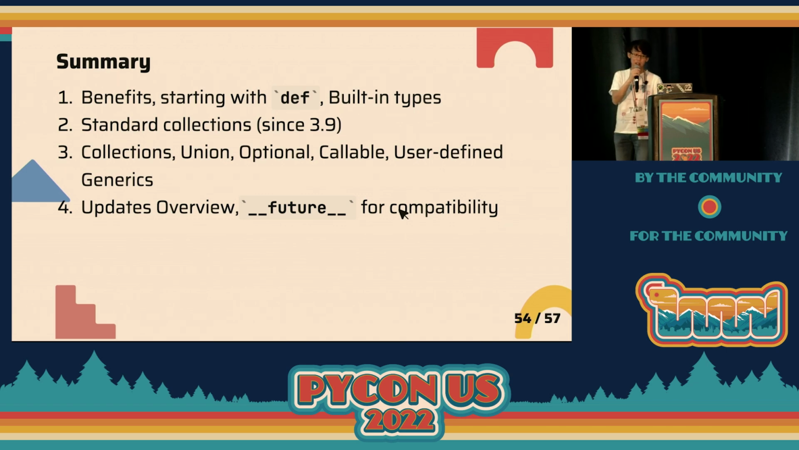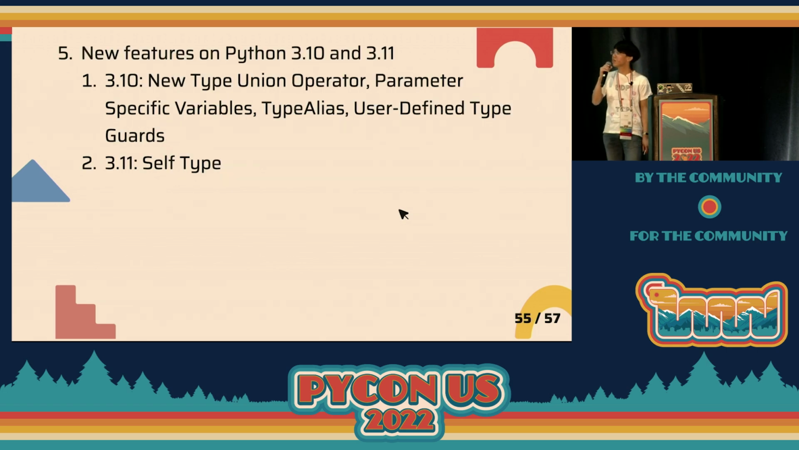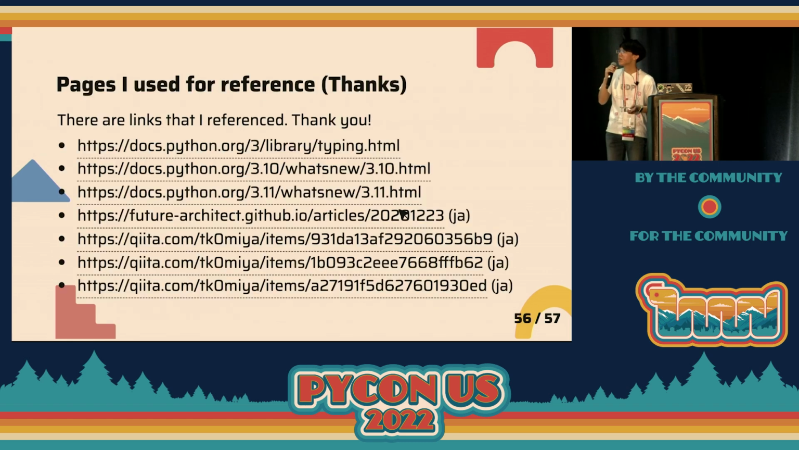Okay, this is my summary of what I talked about. First, benefits, starting with definitions, built-in types, and using standard collections since 3.9. And collections, unions, optionals, callable, user-defined generics, and then the updated overview and standard features for compatibility. And last, new features in 3.10 and 3.11. Yes, 3.10 has the new type union operator, parameter specification variables, type aliases, user-defined type guards. And last, 3.11 has the Self type annotation. Okay, those are references.